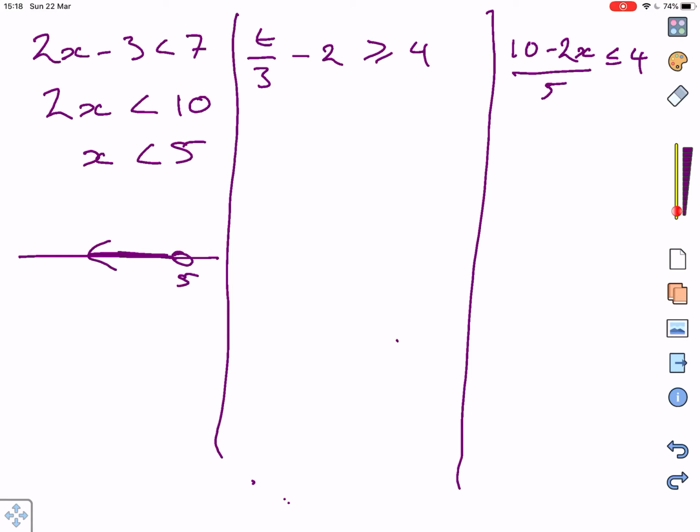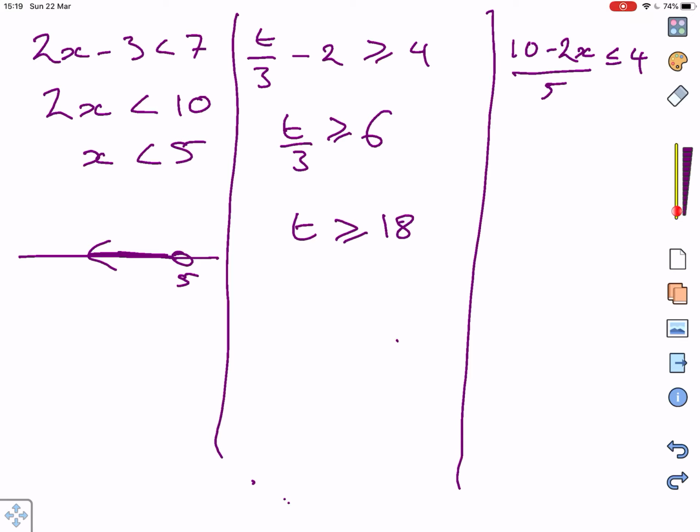Let's look at the second one. I've got t divided by 3 subtract 2 is greater than or equal to 4. I'm going to get rid of that subtract 2 first. So I do the opposite. I add 2. If I add 2 to the left, I've got to add 2 to the right. t divided by 3 is greater than or equal to 6. So to get t on its own on the left, I multiply by 3. But if I do it to the left-hand side, I've got to do it to the right-hand side. So I get t is greater than or equal to 18.